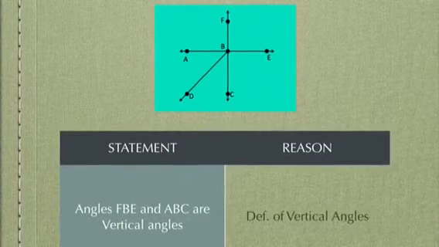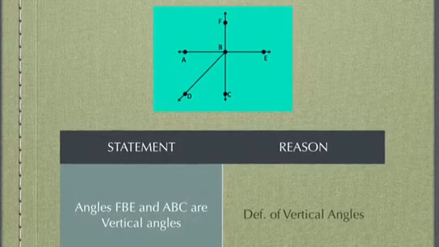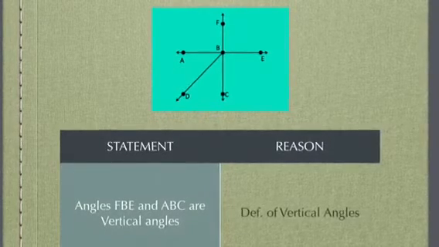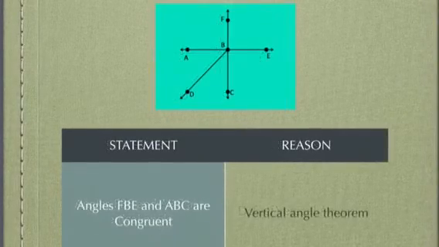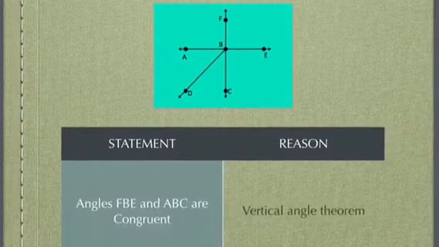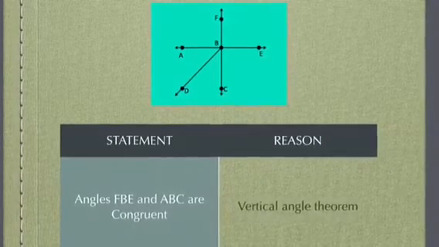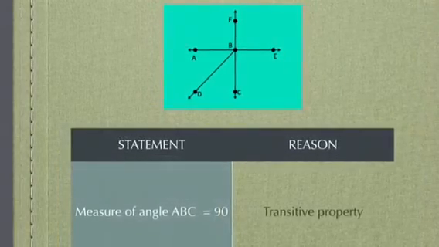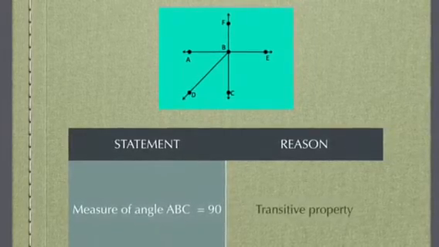The third statement is angles FBE and ABC are vertical angles. The reason is the definition of vertical angles, which says that they are two congruent non-adjacent angles formed by two intersecting lines. The fourth statement is angles FBE and ABC are congruent, and the reason is the vertical angle theorem, which states that all vertical angles are equal. Fifth statement is the measure of angle ABC equals 90, and the reason is the transitive property.